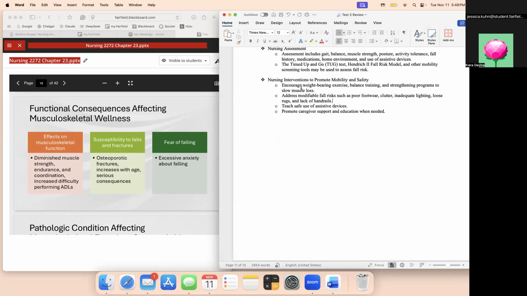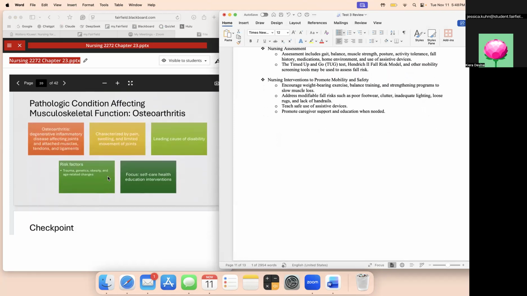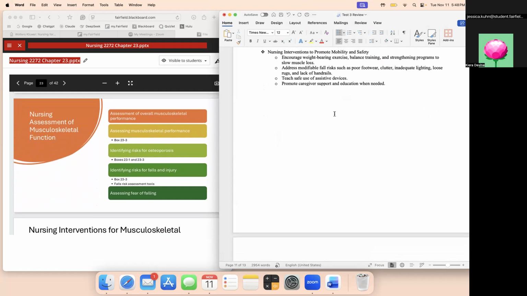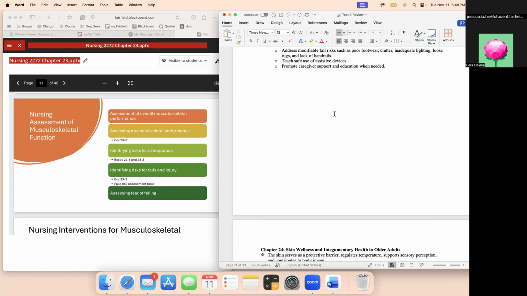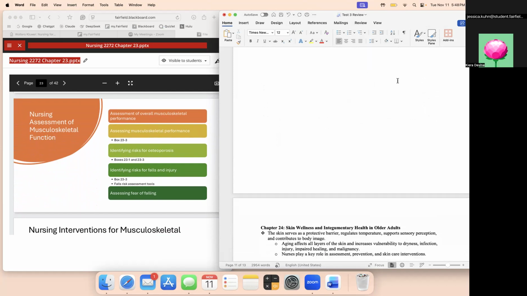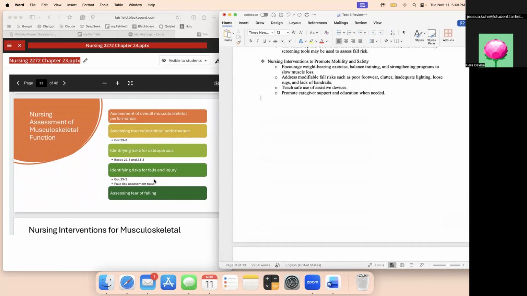Things that you can do to promote mobility and safety. Encourage weight-bearing exercises, balance training, and strengthening programs to slow that muscle loss. Address modifiable risk factors such as poor footwear, clutter, inadequate lighting. Those environmental risk factors. Teach safe use of assistive devices and promote caregiver support and education where needed.